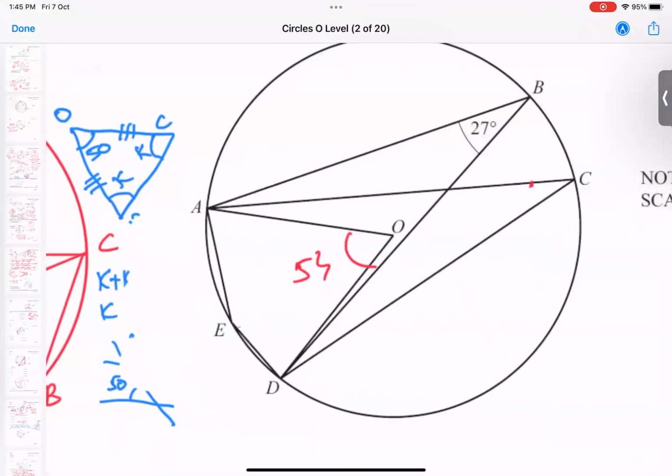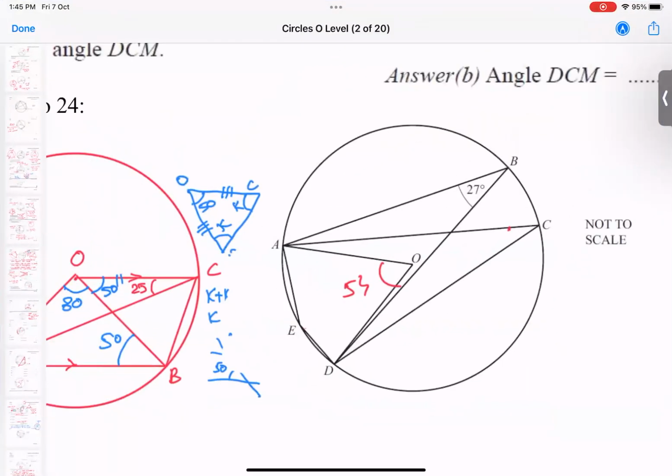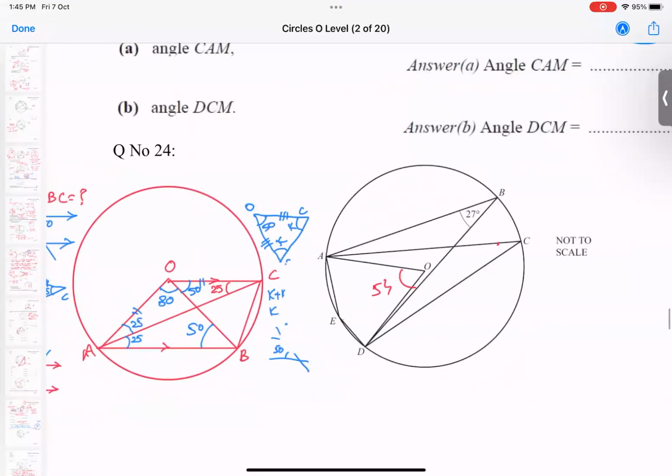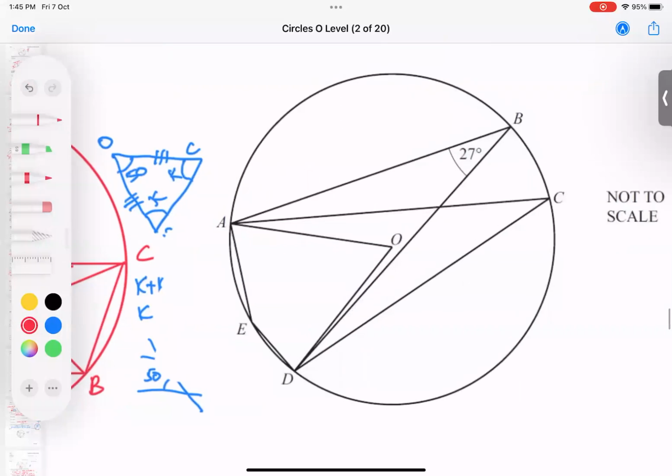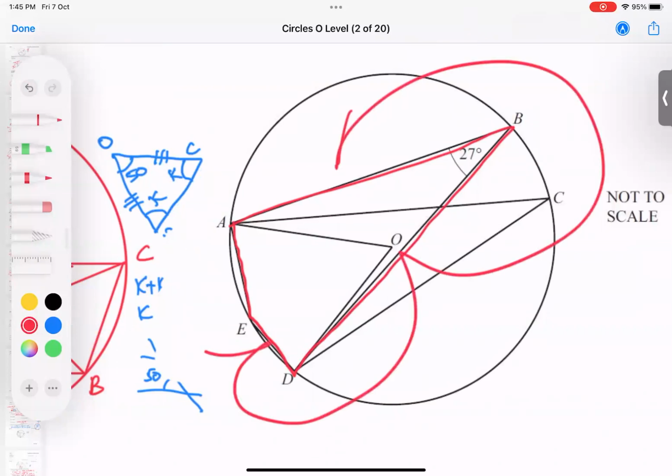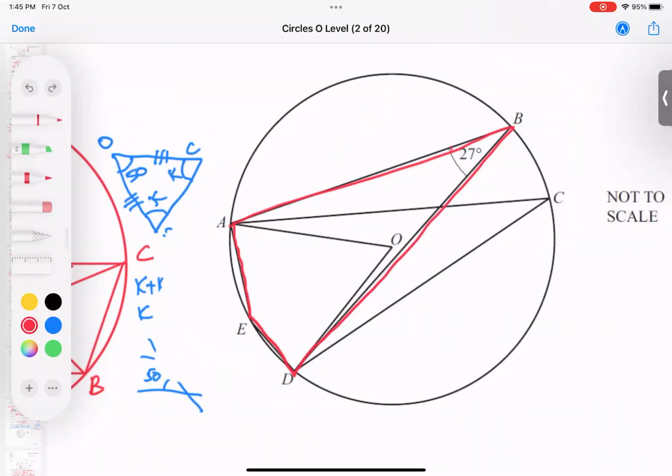Let's move on to examples of cyclic quadrilaterals. Very interesting. In this diagram, we have a cyclic quadrilateral. Look here, A, B, D, E, A. Okay, it is a cyclic quad. Why, sir? One side, second side, third side, fourth side, and this angle is 27. And there are opposite angles. This one, how much is this? 180 minus 27.